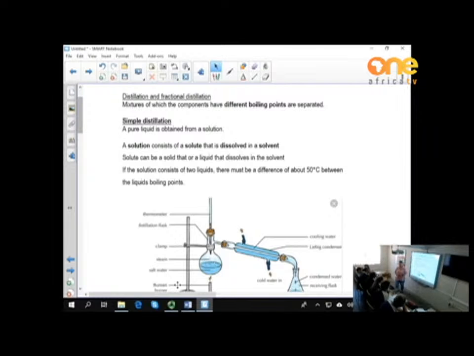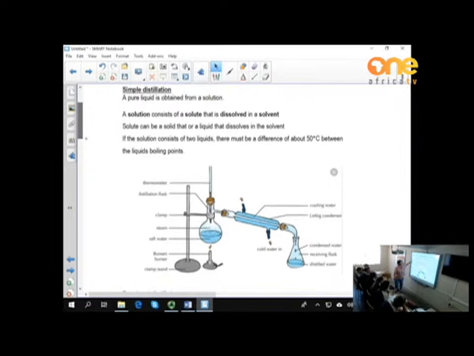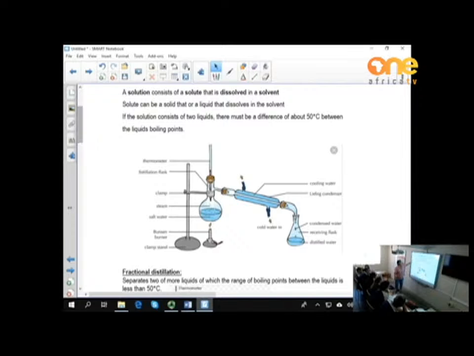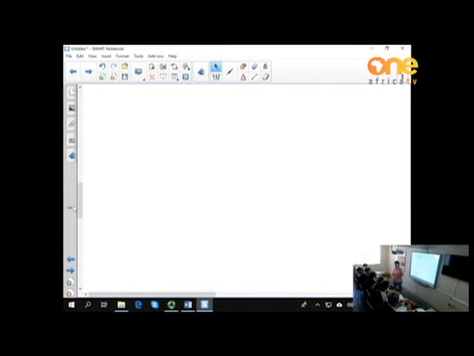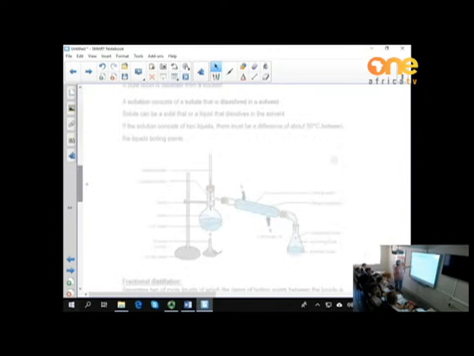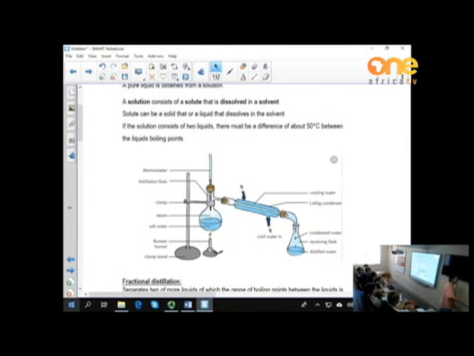Now, distillation simply works on the basis of, if you have substances with different boiling points, you can boil off the one substance with the lowest boiling point first, and you can condense it, and you can catch it up, and then you can get the next one with the higher boiling point. Now, this only works very well if the boiling points differ by about 50 degrees Celsius.